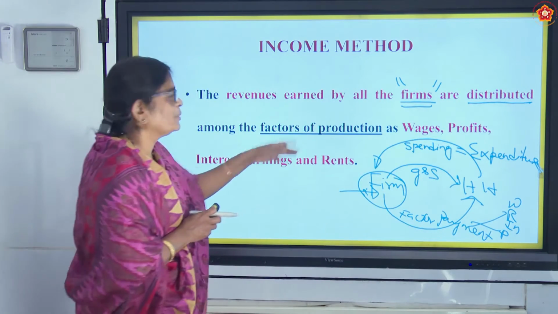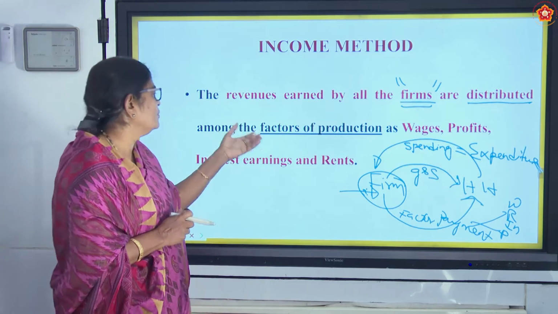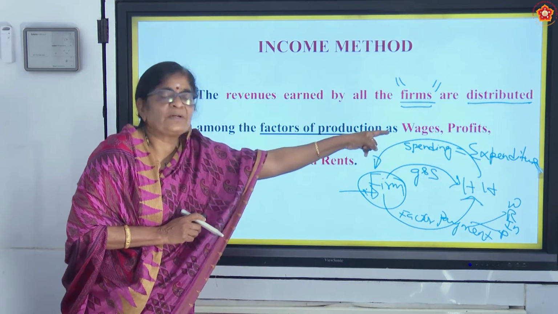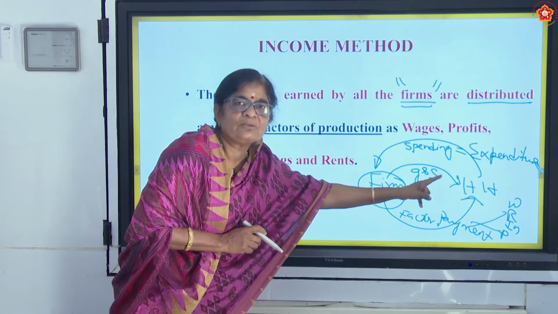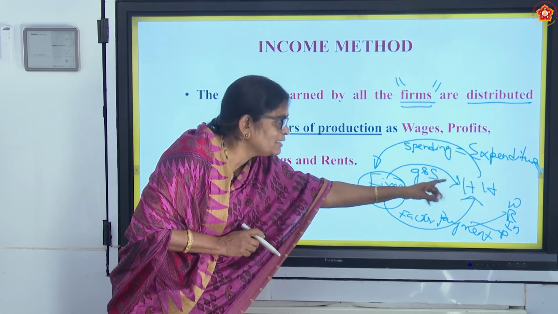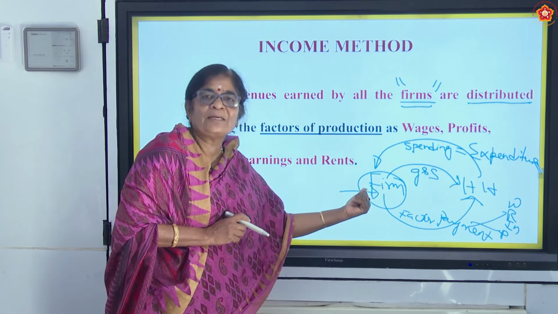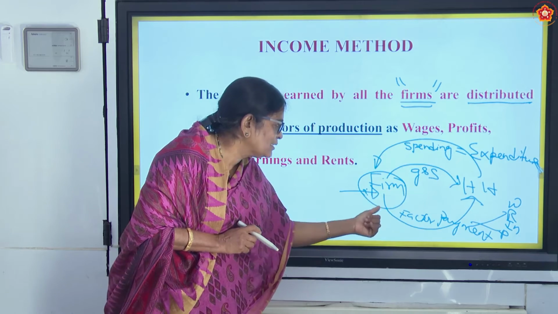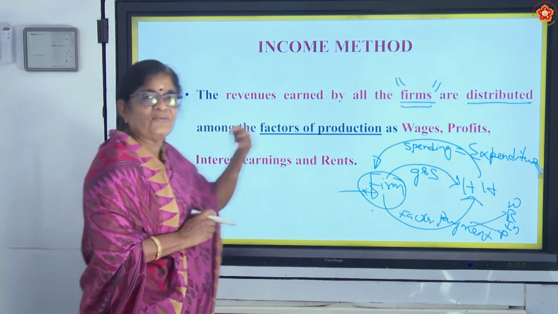That is what is explained in this para. I hope you understood. Earned income is again distributed to the factors of production as wages and so on, and the firm earns by supplying goods and services to the household. Then what does the household do? It spends. That spending of the household is income to the firm. Then the firm supplies back to the household. At that time, the firm's expenditure becomes income to the household. You see the circular flow again and again.